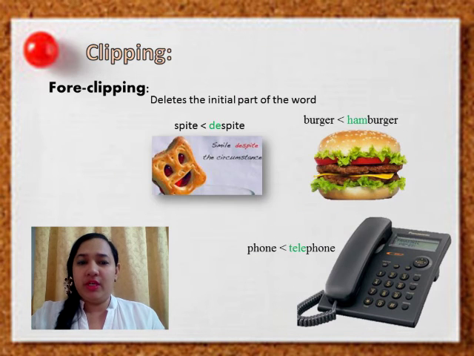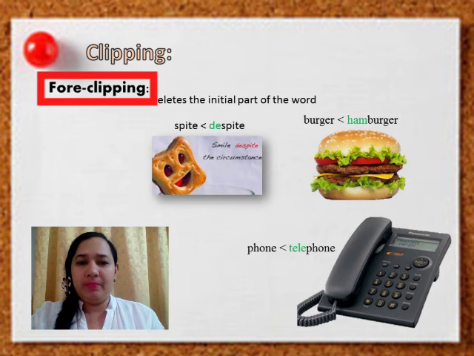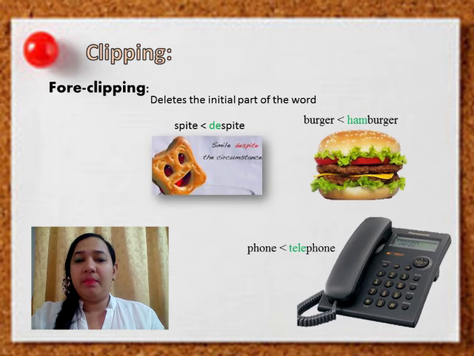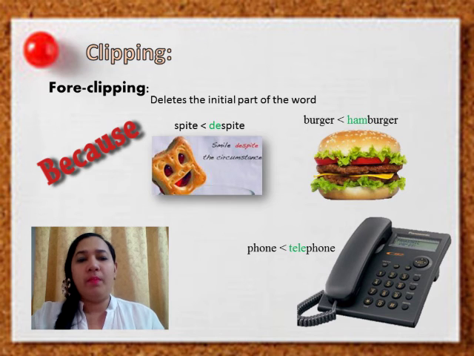The next classification is fore clipping, where the initial part is deleted and the final part of the word is preserved, being the most outstanding. For example, venture, spite, phone, or burger. Some are graphically marked by an apostrophe, like 'cause from the word because.